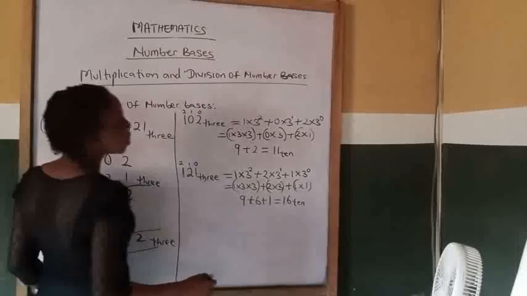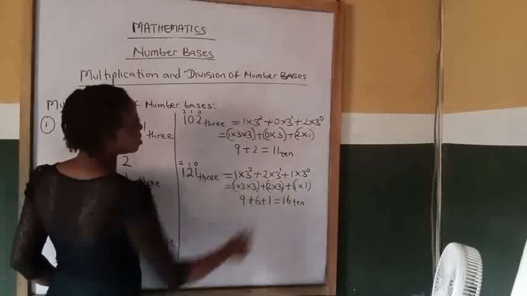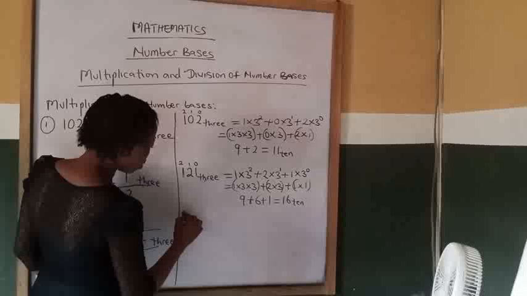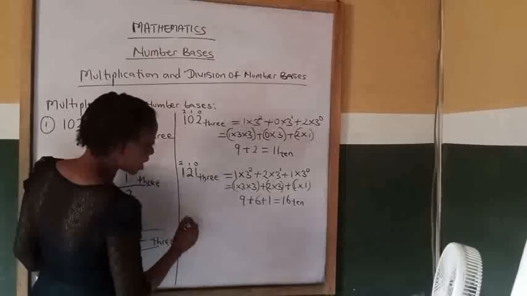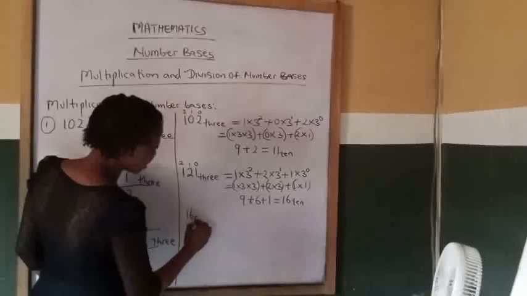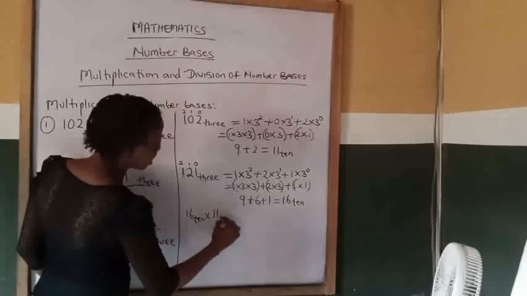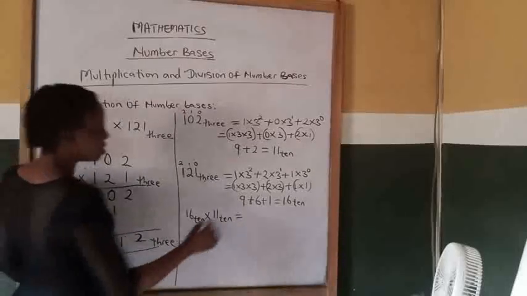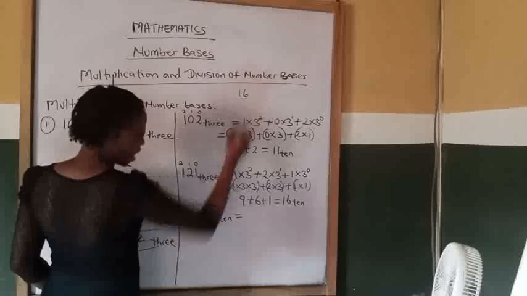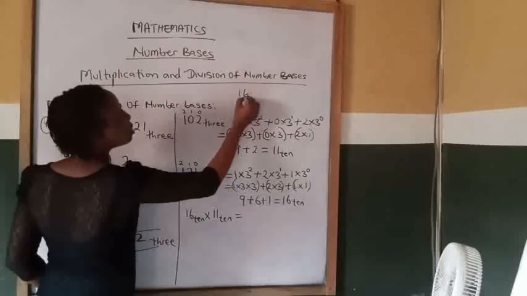So we multiply 11 base 10 by what? By 16 base 10. So therefore, we are going to write 16 base 10 times 11 base 10. So 16 base 10 times 11 base 10 will give us what? That's 16 times 11.